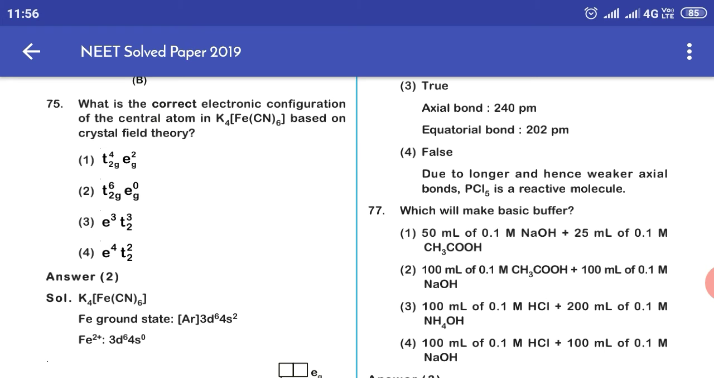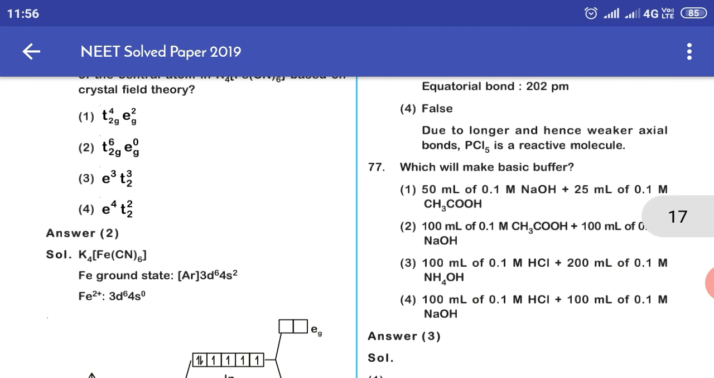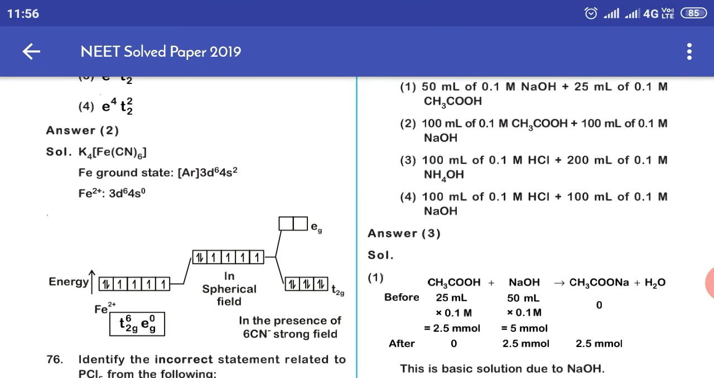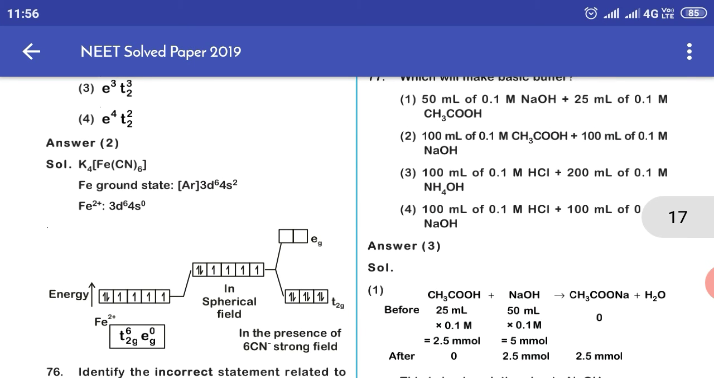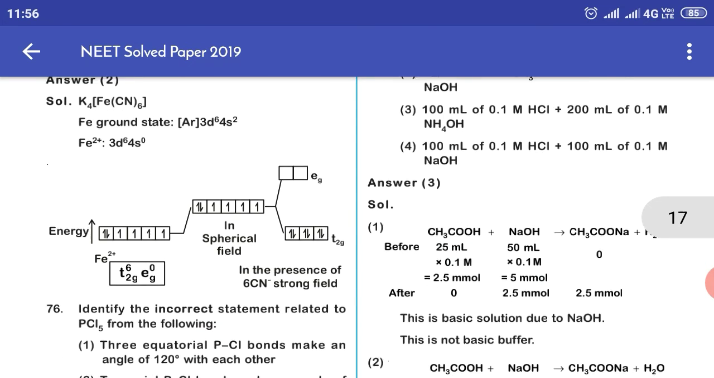What is the correct electronic configuration of the central atom in K4[Fe(CN)6] based on crystal field theory? Iron is in the +2 oxidation state, so there are 6 valence electrons in the iron ion. CN is a strong field ligand, so a low spin complex will be formed. In a low spin complex, pairing takes place and all the electrons are present in the t2g orbitals, and the electronic configuration is t2g6, eg0. Option 2 is the answer.